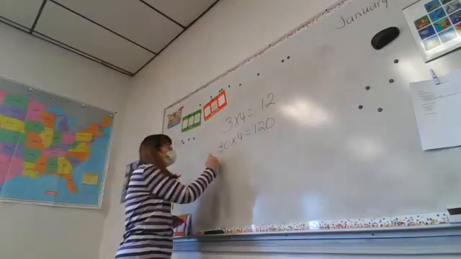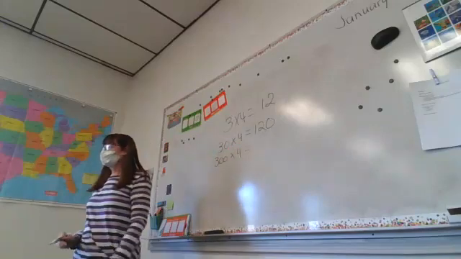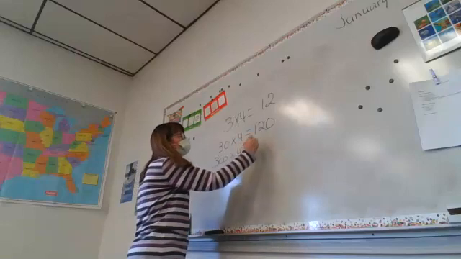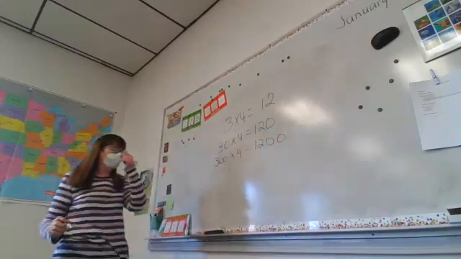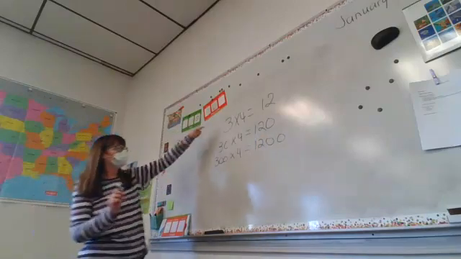Okay. What would 300 times 4 equal? 1,200. So it'd be a 12 and 2 zeros, right? Yeah, 1,200. Okay. We're going to do this backwards. We're going to do division. We're going to start with this one.